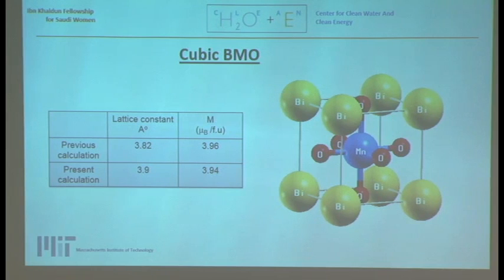We started from the ideal perovskite structure, which has a cubic symmetry, as you can see here. We started from the previous calculation for the lattice constant and relaxed the structure until the forces on each atom are 0. We calculated the new lattice parameter, which is in good agreement with the previous calculation. Also, we calculated the total magnetization of this structure, which is found to be 3.94, which is also in good agreement with the previous calculations.